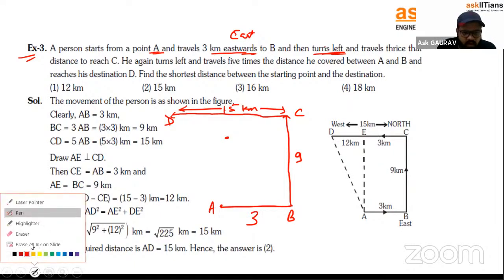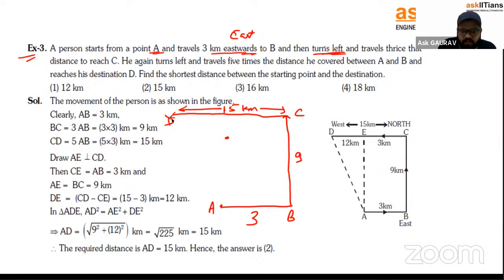Okay. The question is saying that we have to find the distance from point A to point D, right? How will you find this distance AD with the help of Pythagoras? If we draw, let's say this point is E.